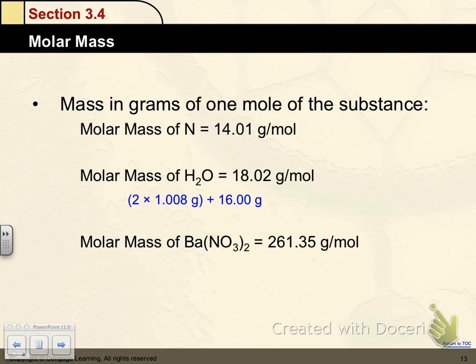What about barium nitrate? Barium nitrate's 261.35. The math gets a little bit more complicated, but it's still addition and multiplication. Molar mass is big. So if I were to ask you which one of these 3 molecules or formula units would be the largest, you would say that it would be this last one, the barium nitrate, because it's got the most mass per mole.